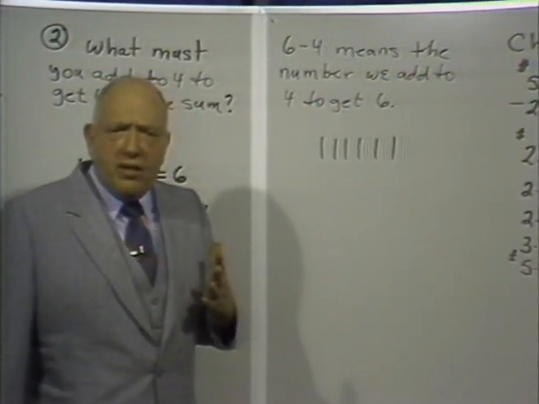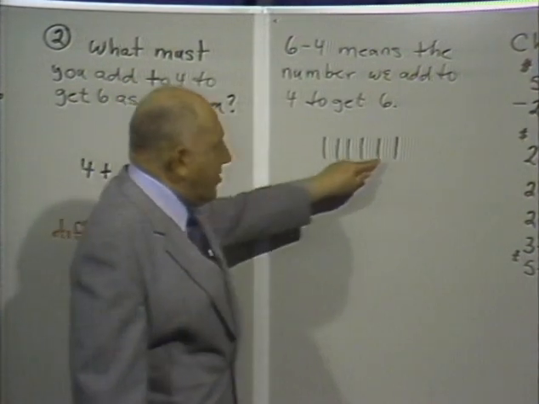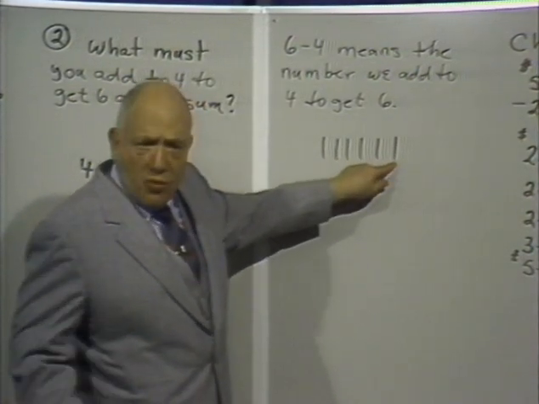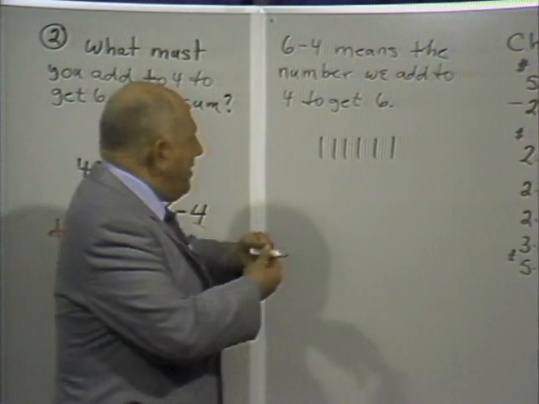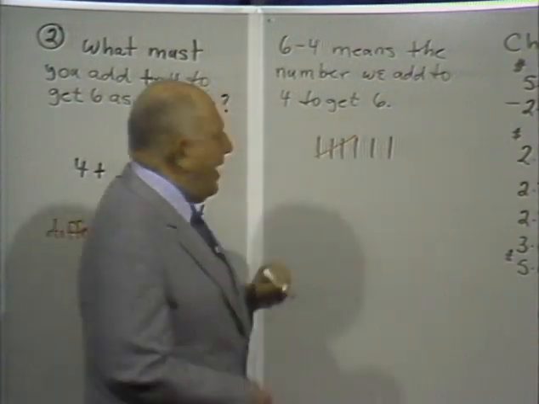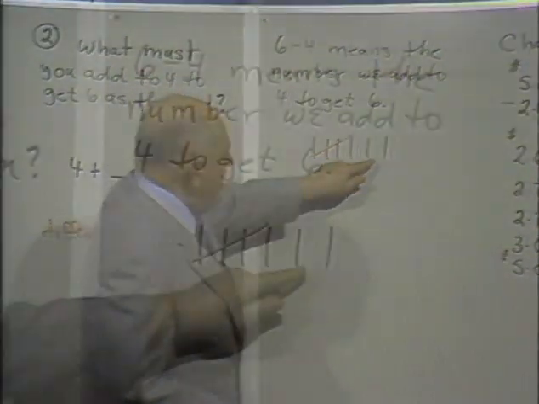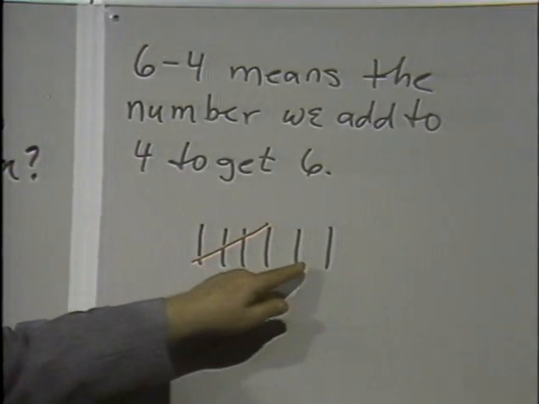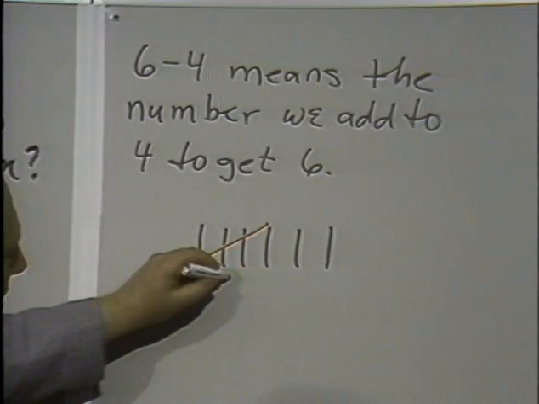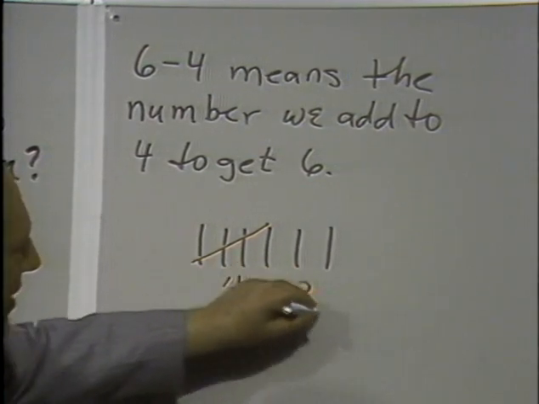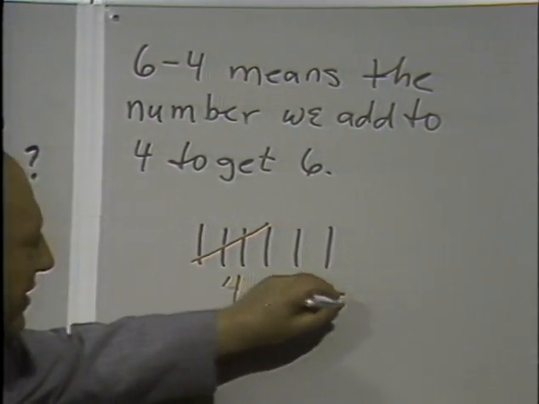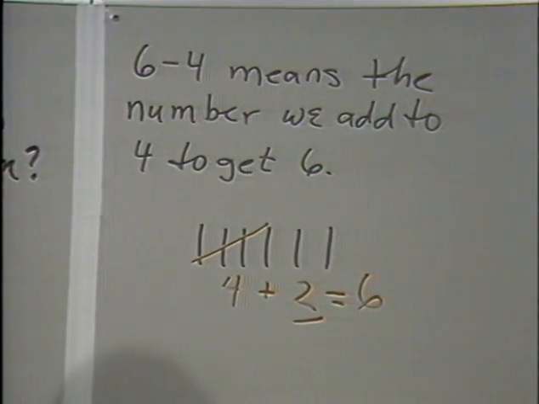Wouldn't one of the quickest ways of doing that be to put down 6 tally marks, because that's what you want to wind up with, isn't it? Then take away the 4 you already have, and what's left is what you have to add on. In other words, don't read this as 6 take away 4 is 2. Read it as what? The 4 that I crossed out plus the 2 that are still left gives me 6.